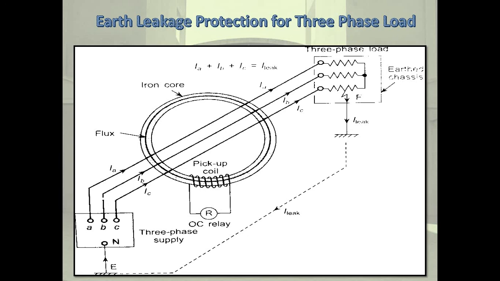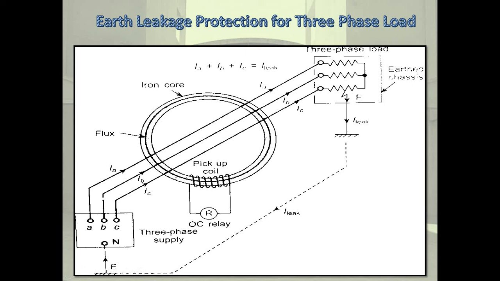Next is earth leakage protection for three-phase load. As in the previous theory for single phase, this is the RYB or ABC, with currents IA, IB, and IC. This is the winding, this is the pickup coil. This is the core. Flux is produced when any fault occurs in the three-phase load. This is the earth chassis.